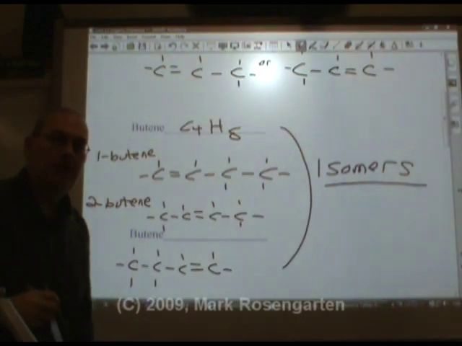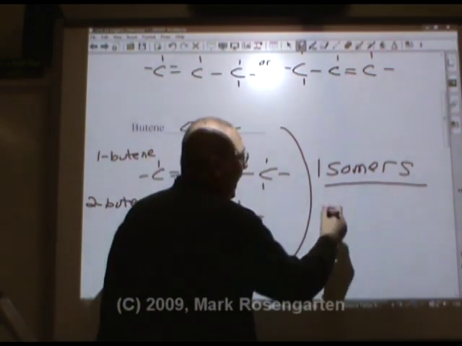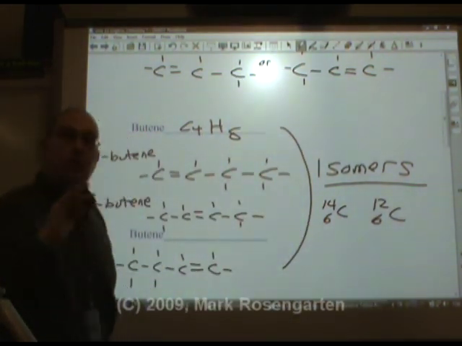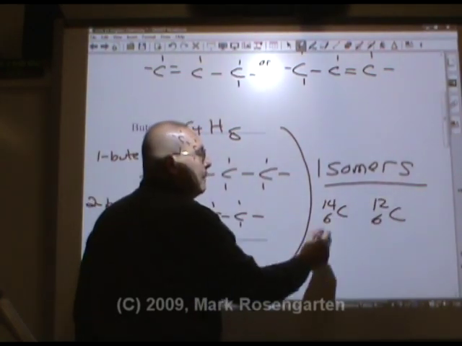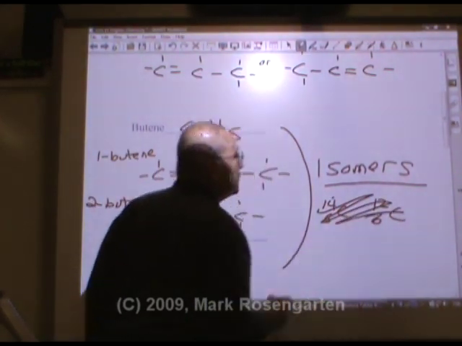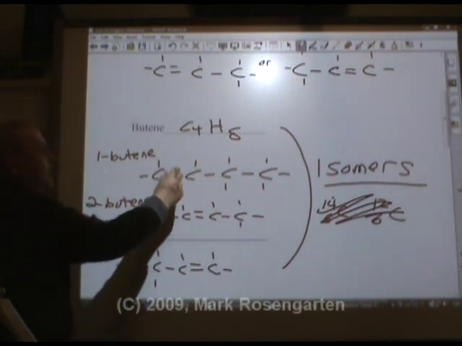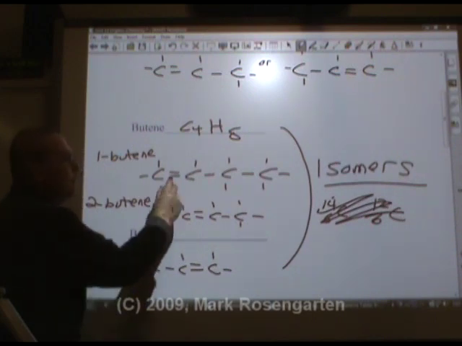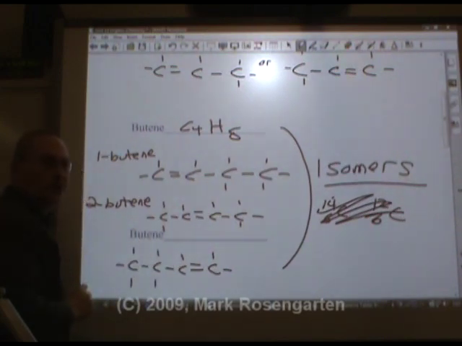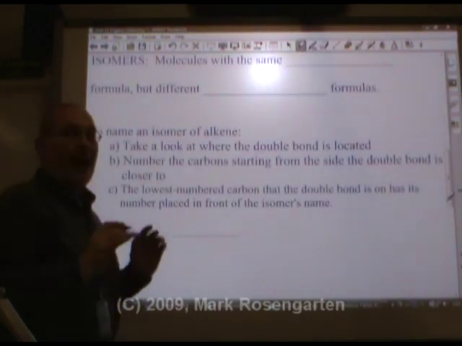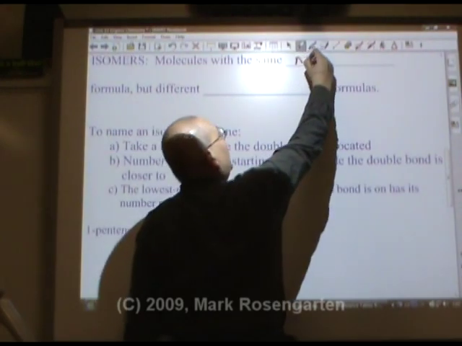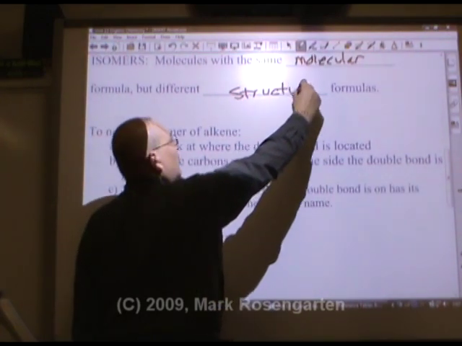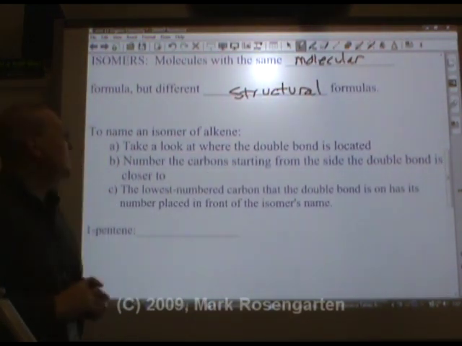Do you remember back when we did nuclear chemistry, we did something called isotopes, like carbon-14 and carbon-12. These were isotopes, where they were the same element but different mass. Well, isomers have the same molecular formula. They're both C4H8, but their structural formulas are different. The molecules are arranged differently in space. So isomers are molecules that have the same molecular formula, but different structural formulas. They're arranged differently in space.